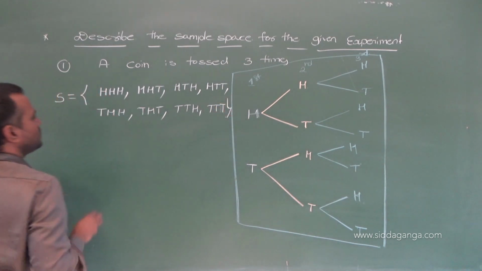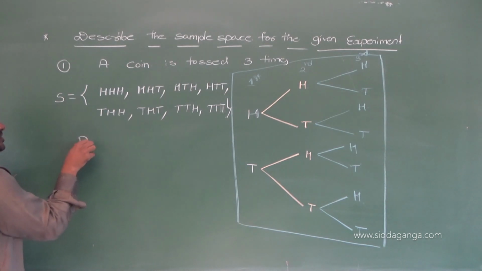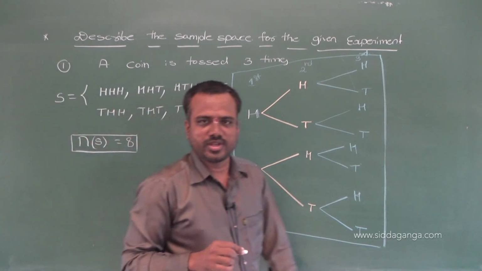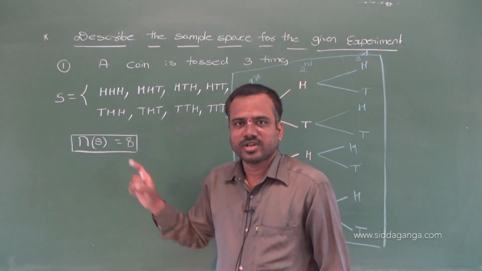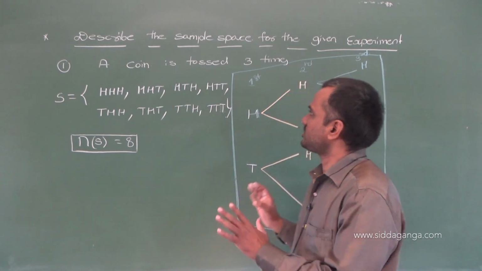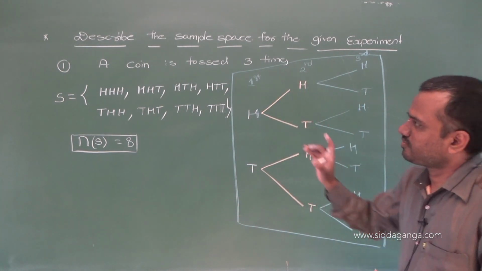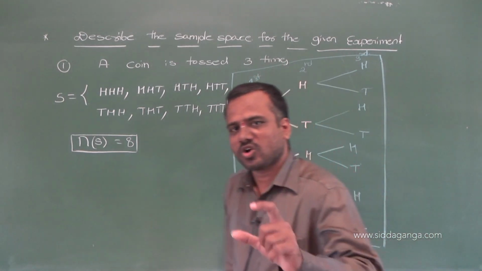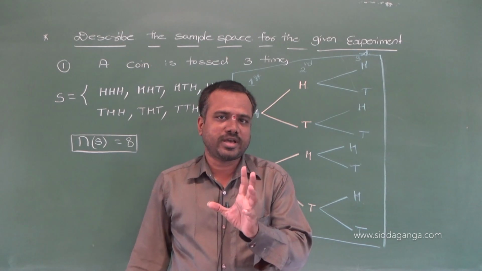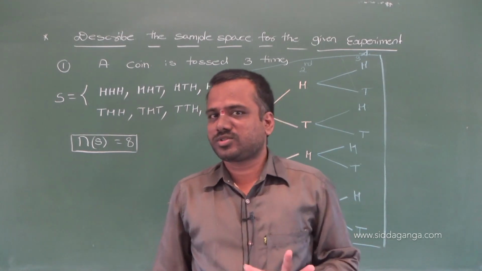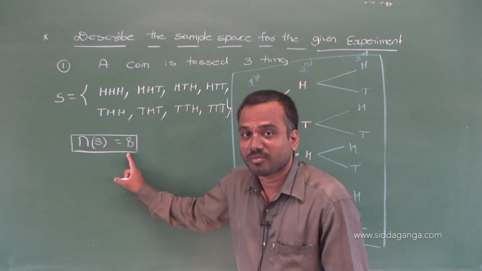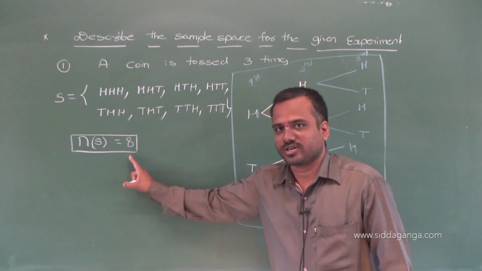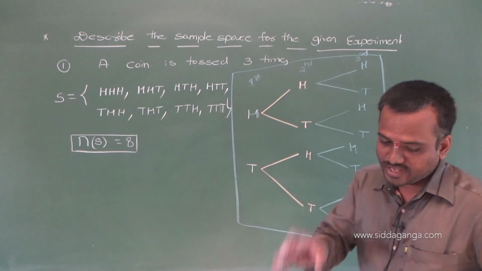All three are tails. So how many elements are there? 8 elements. n(S) is equal to 8. This is about the sample space for the given experiment. The given experiment is a coin tossed 3 times. If a coin is tossed 3 times, the total number of outcomes in the sample space is 8. This number is very important for probability. The total number of outcomes in the sample space is 8. I think you see the problem. Next problem.